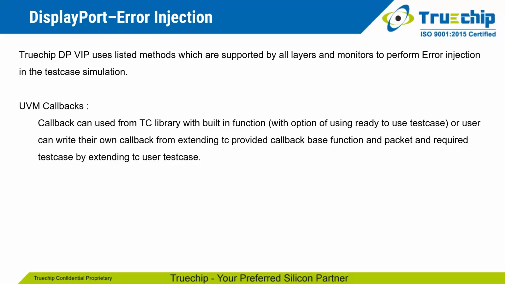UVM callback. Callbacks can be used from the TC library with built-in functions, with the option of using a ready-to-use test case, or the user can write their own callback by extending the TC-provided callback base function and packet, and the required test case by extending the TC user test case.